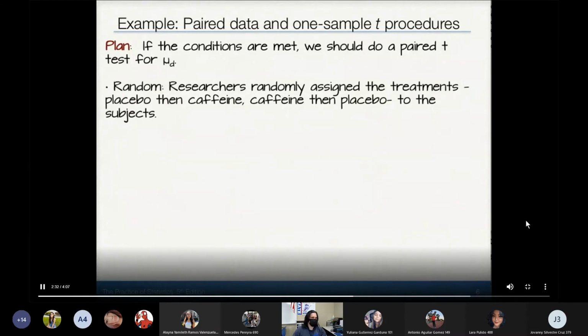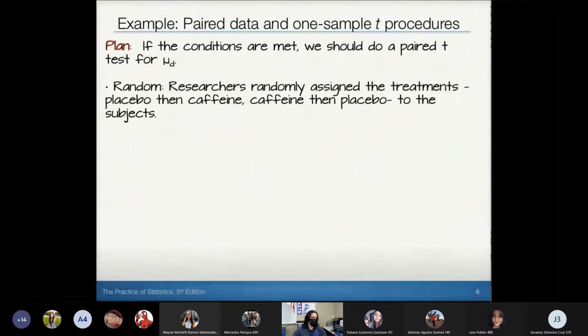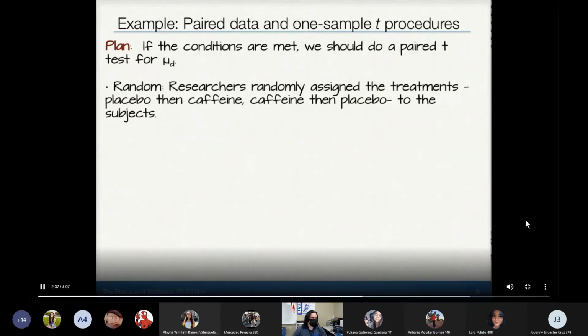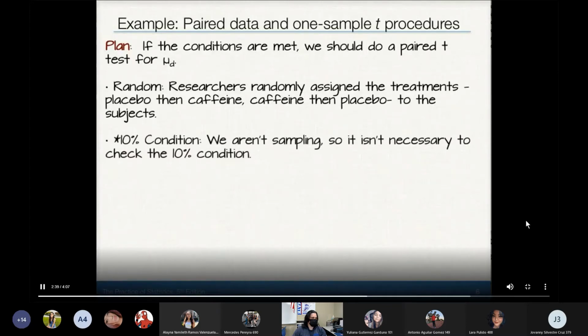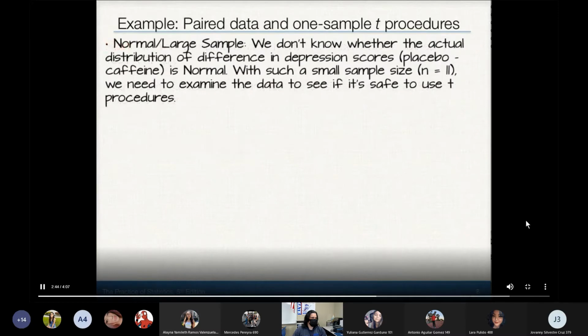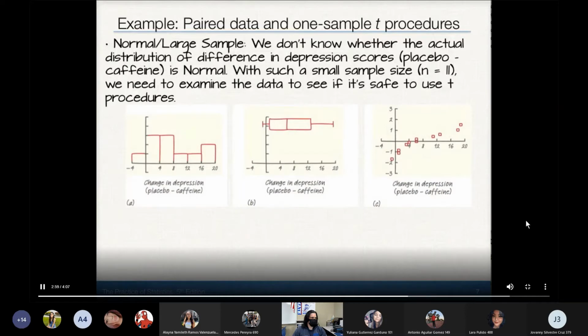We note that the researchers randomly assigned the treatments, placebo then caffeine, caffeine then placebo, to the subjects, so that condition is met. Since we aren't sampling, it's not necessary to check the 10% condition. And when it comes to the normal large sample condition, we don't know whether the actual distribution of differences in depression scores is normal, so we're going to have to do a little extra work here. With such a small sample size, we need to examine the data to see if it's safe to use t procedures. Well, here's a histogram, a box plot, and a normal probability plot of these 11 differences.